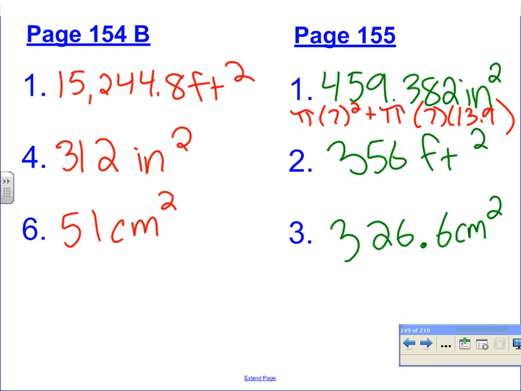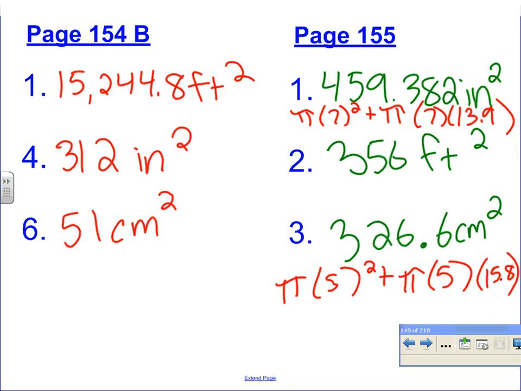That doesn't matter. Decimal doesn't matter. You're good. What did you get for number 2? 4,000. All right, so number 3, Neil, you should have pi times 5 squared plus pi times 5 times the slant height, which is 15.8. So how do you use Pythagorean's theorem to find the slant height?